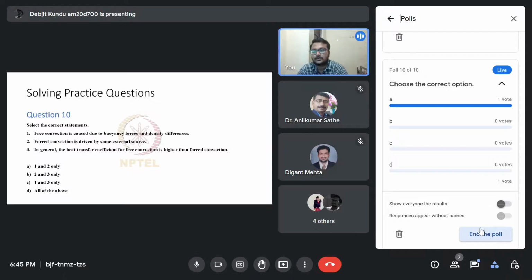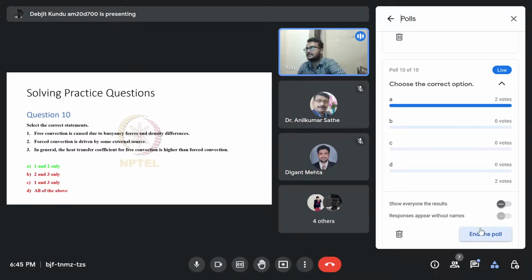So is it option A 1 and 2 only, option B 2 and 3 only, option C 1 and 3 only, and option D all of the above? Here I must mention that all of the above is not for options A, B and C, but for statements 1, 2 and 3. So option D means all these statements 1, 2 and 3 are correct. Okay, so we have very quick responses all in favor of option A, that is 1 and 2 only, and that is indeed the correct one.